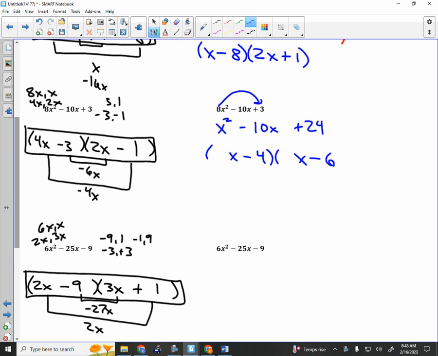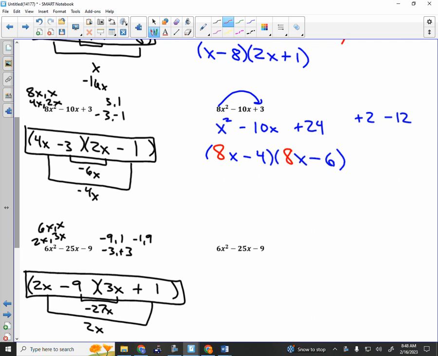Close. The positive 2 and the negative 12, those do add to negative 10, but they multiply to negative 24. So I need a negative 4 and a negative 6. Okay, so I factored it like that, but what did I get rid of? Got rid of the 8, so what do I have to do with the 8? Throw it back on there.